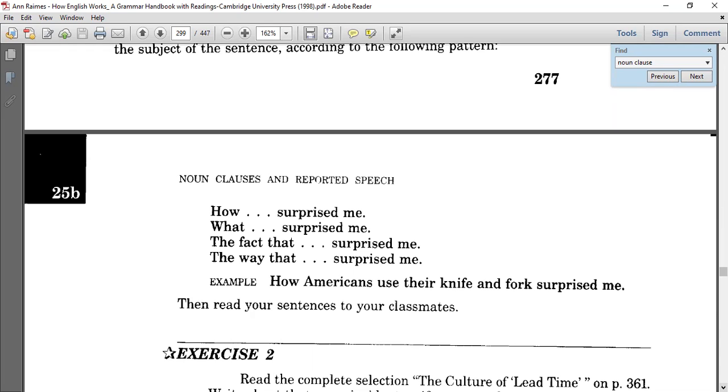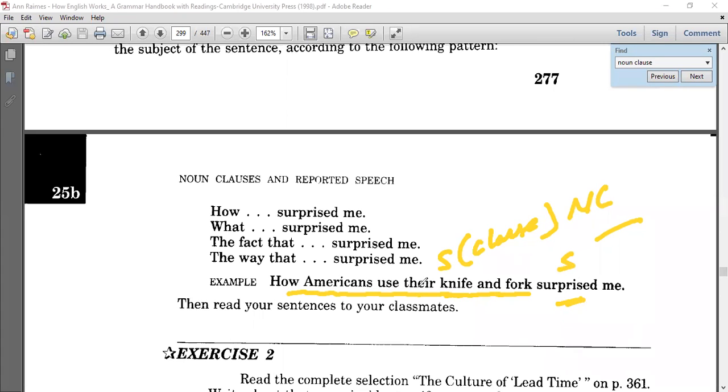Now, this whole thing in this sentence, how Americans use their knife and fork, this is the subject, and this is a clause. So when a clause is a subject, we call it a noun clause, NC, right? Surprise is a verb, right? So how Americans use their knife and fork surprised me.